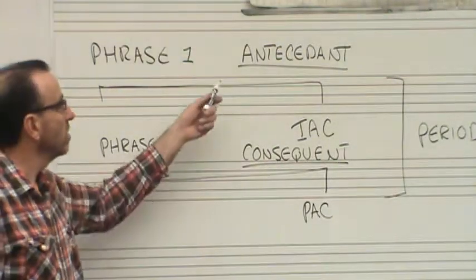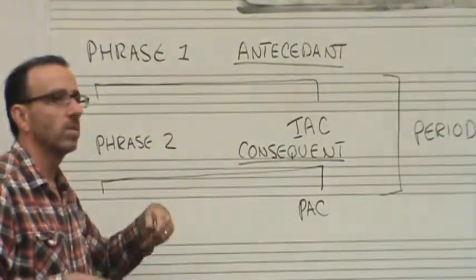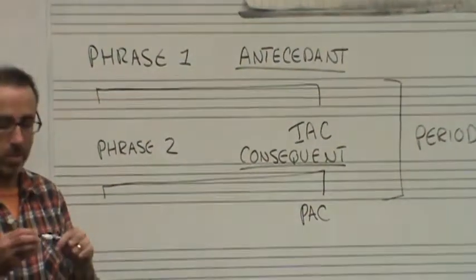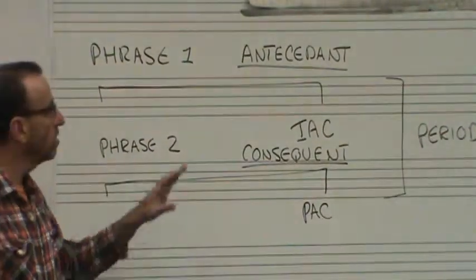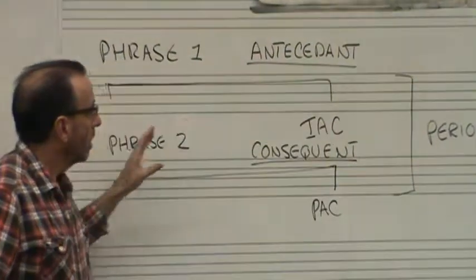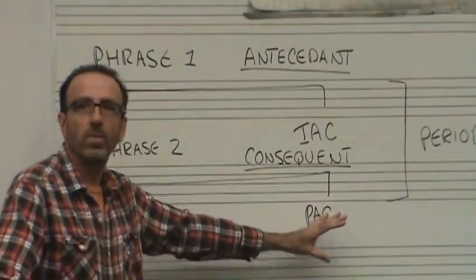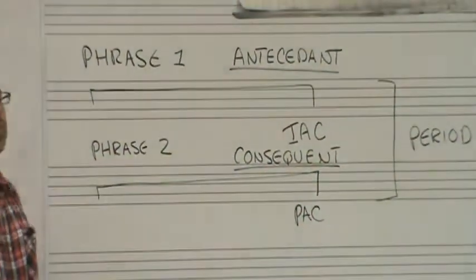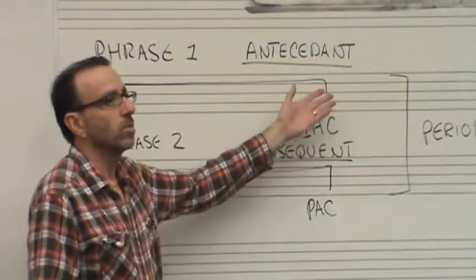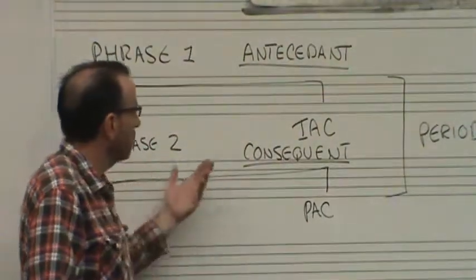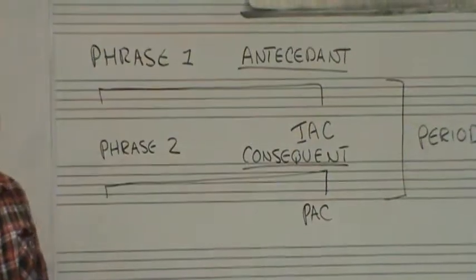Right? So antecedent, you know, the preceding, consequent, the result of. You want to think of it that way. The antecedent sets things up, and the consequent phrase finishes off the thought. Or you can think of it as the antecedent asks the question, and the consequent phrase answers it.